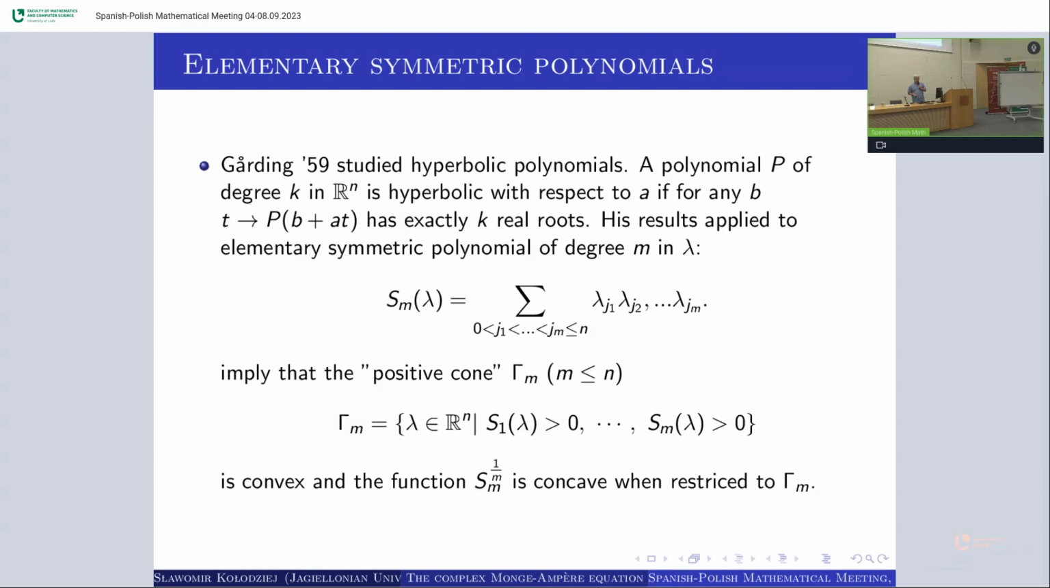So for instance, gamma 1 would be a half-space given by the sum of lambda j's bigger than 0, and the top one, gamma n, is the positive octant where all lambdas are positive. Gårding also proved that the function S_m to the power 1 over m is concave on this cone gamma m.